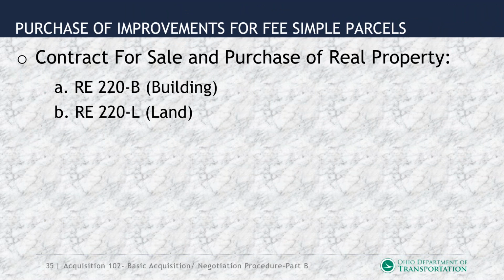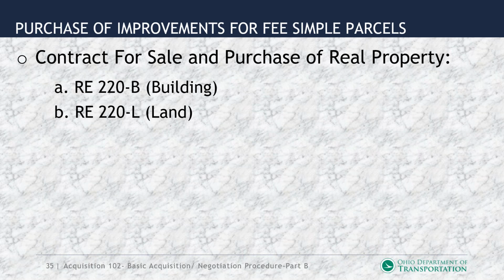Purchase of improvements for fee simple parcels. So if we have a take, it's WD or WL. So ODOT, or the agency, is acquiring all right and title to the property. It's required by policy that we utilize the contract for sale and purchase of real property.